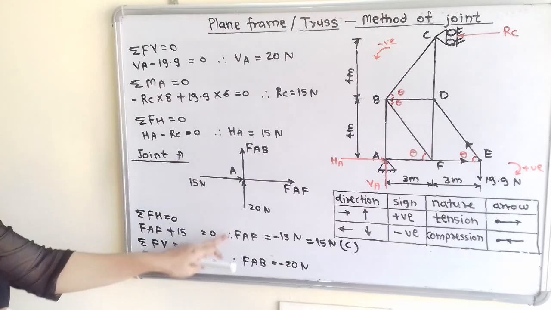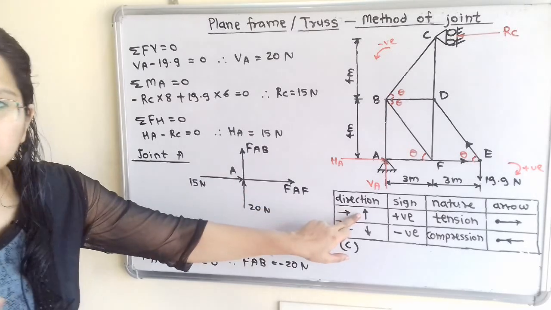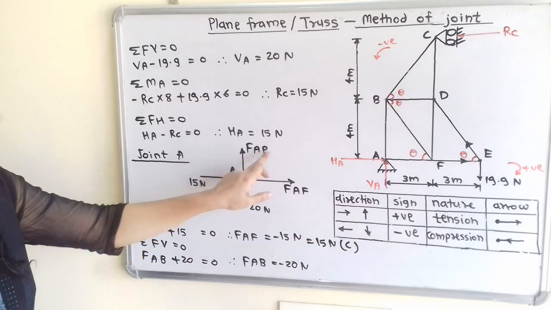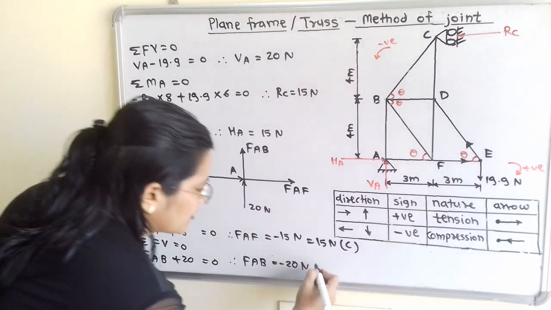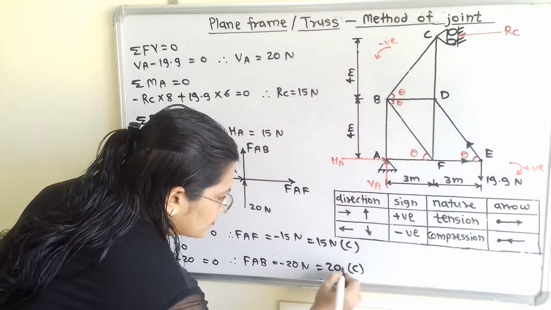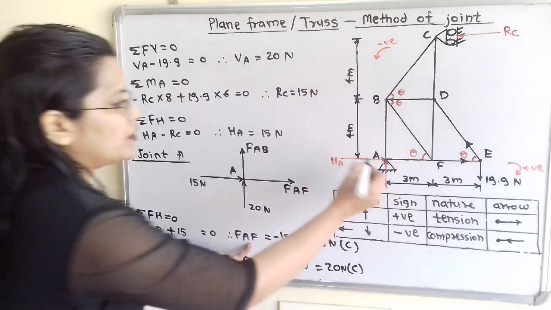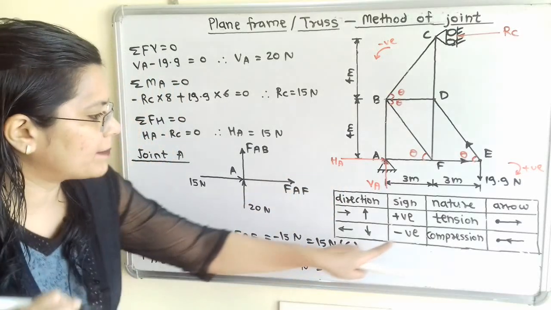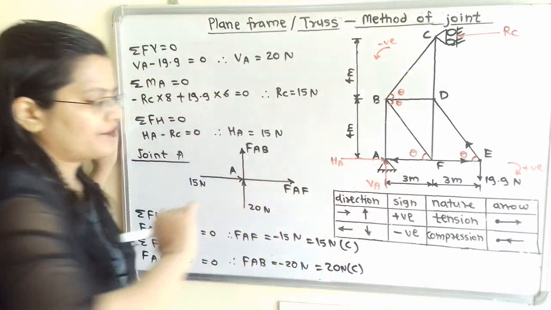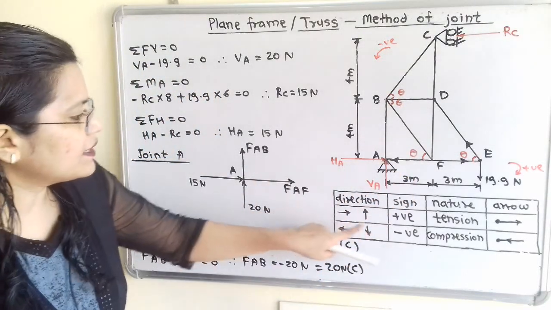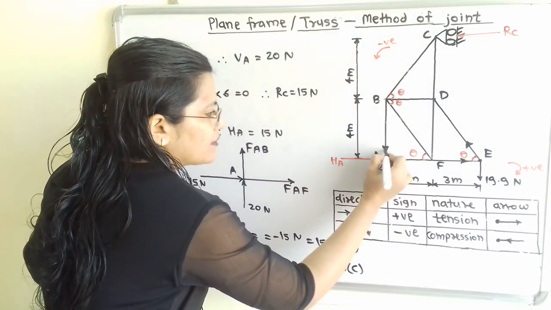Then summation of all vertical forces is equal to 0. So direction is upward direction for both the forces. So plus FAB plus 20 is equal to 0. So FAB is equal to minus 20. So here again nature is compression. Now we will show arrow at the same time. So FAF, here is the member AF, and for compression nature, direction of arrow towards joint A. And in the same way for FAB, for compression nature, we have to show direction towards joint A.